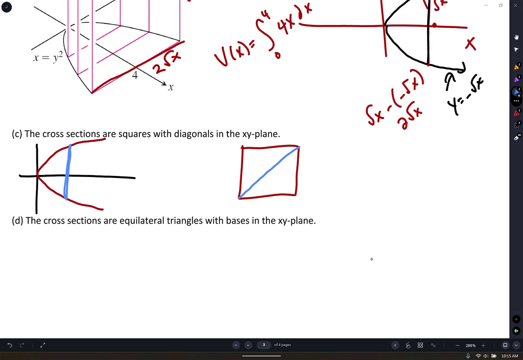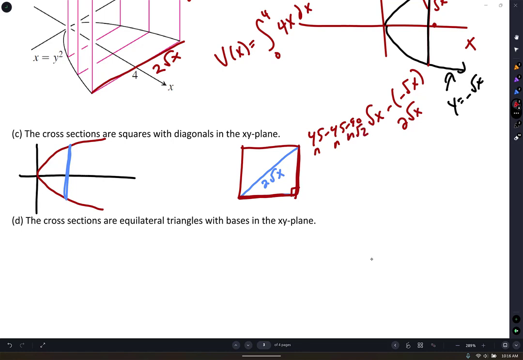Well, I know that the diagonal is 2 square root of x. Are we okay with that? Okay. I need to figure out the area. I know that the area of the square is side squared. So I need to figure out what this side is. I better change the color. I need to figure out what this side is. How do I do that? What type of triangle is it? It's a right triangle, 45, 45, 90.